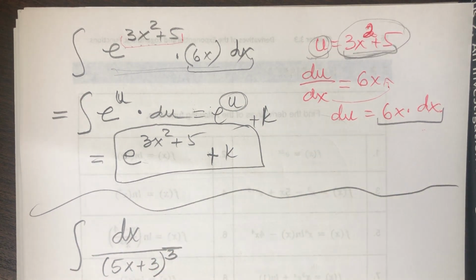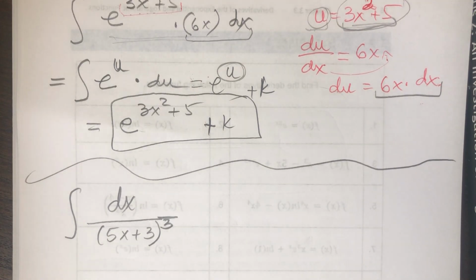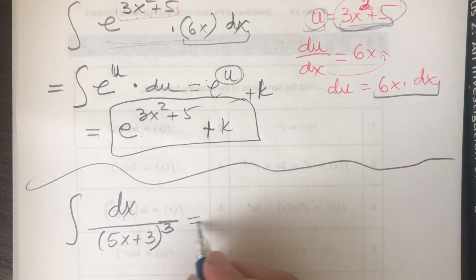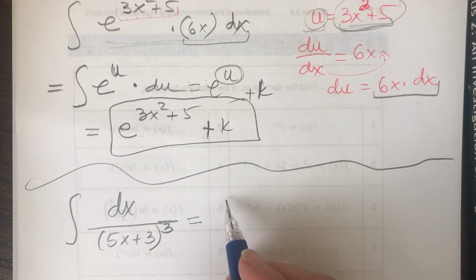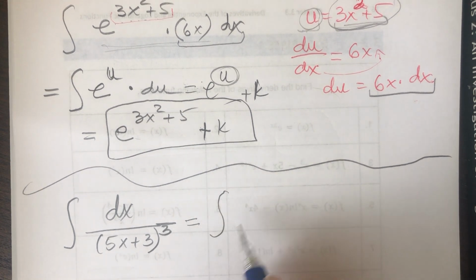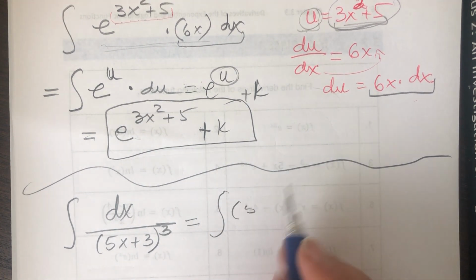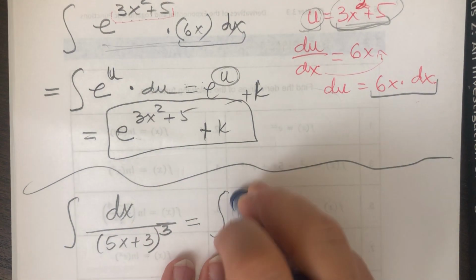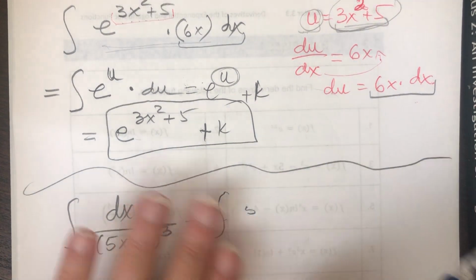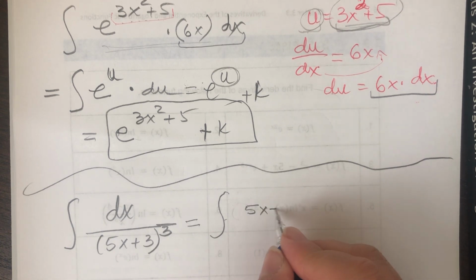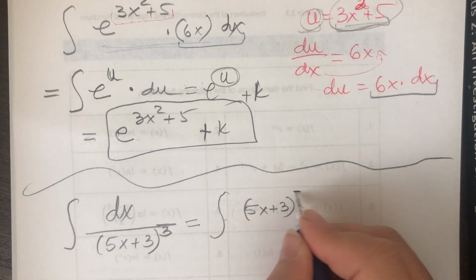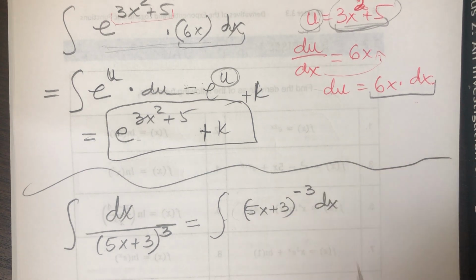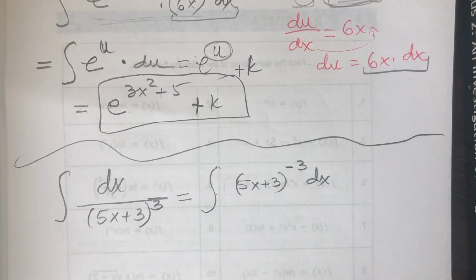Okay, now there's one more little thing that we might not like. So, I'm going to rewrite this first, maybe. I'm going to rewrite it, make myself a little bit of room, as 5x plus 3 to the negative third exponent. Because again, we might like to see it better as a composition of functions where one of them is a power, right? So we can use the power rule backwards.